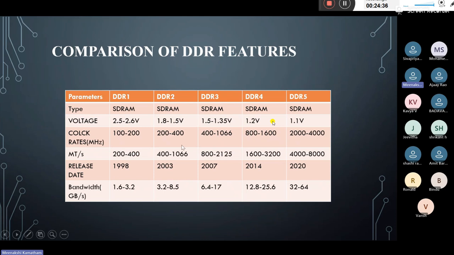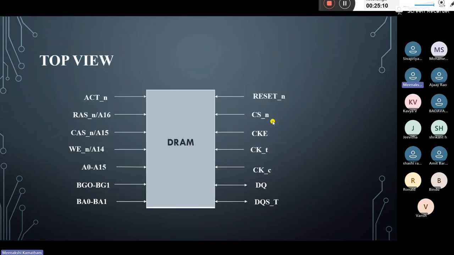In DDR4 we have 3200 mega transfers, so for that we use a 1600 megahertz clock. As I mentioned, around 3400 megahertz for DDR5. This was released in 2020, and the bandwidth we generally get is about 38 GB per second.